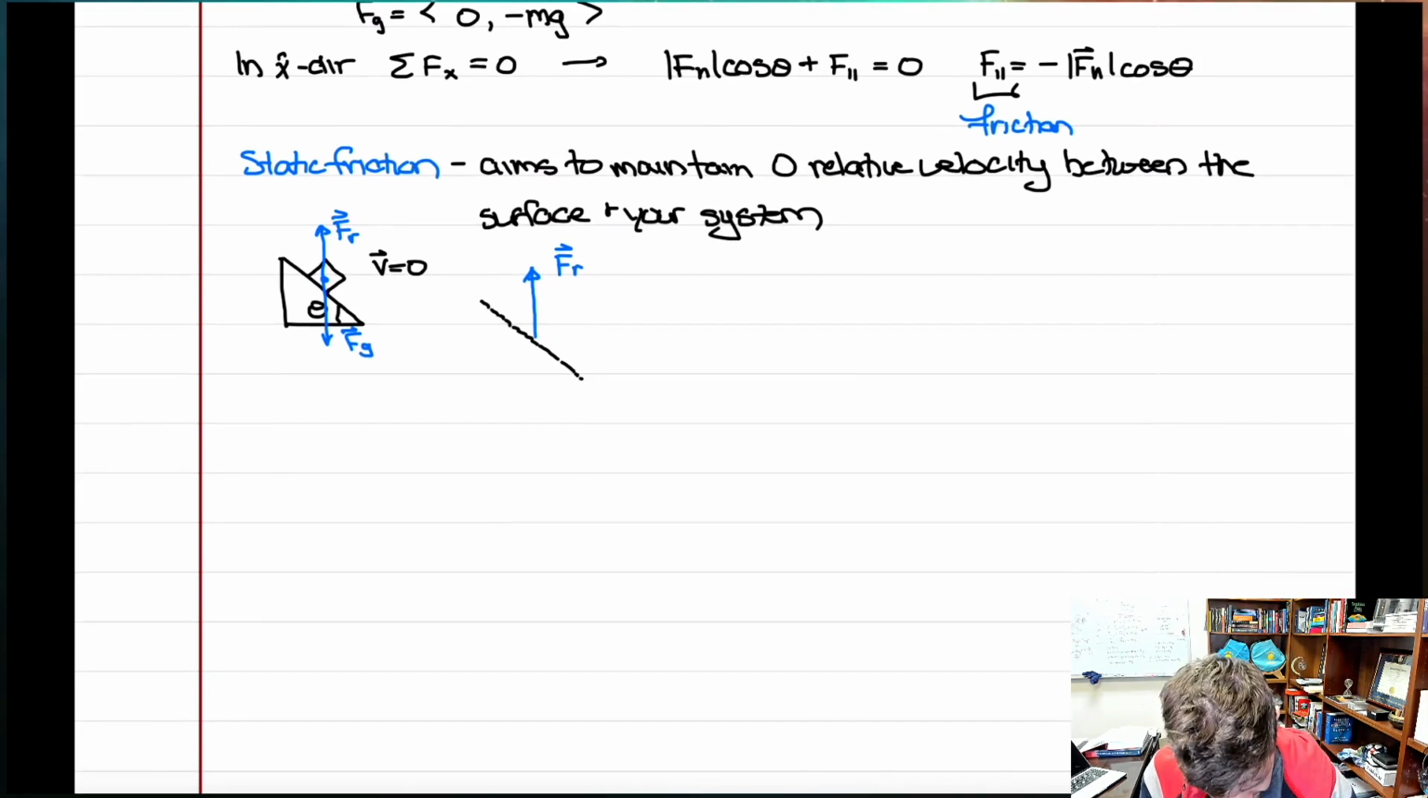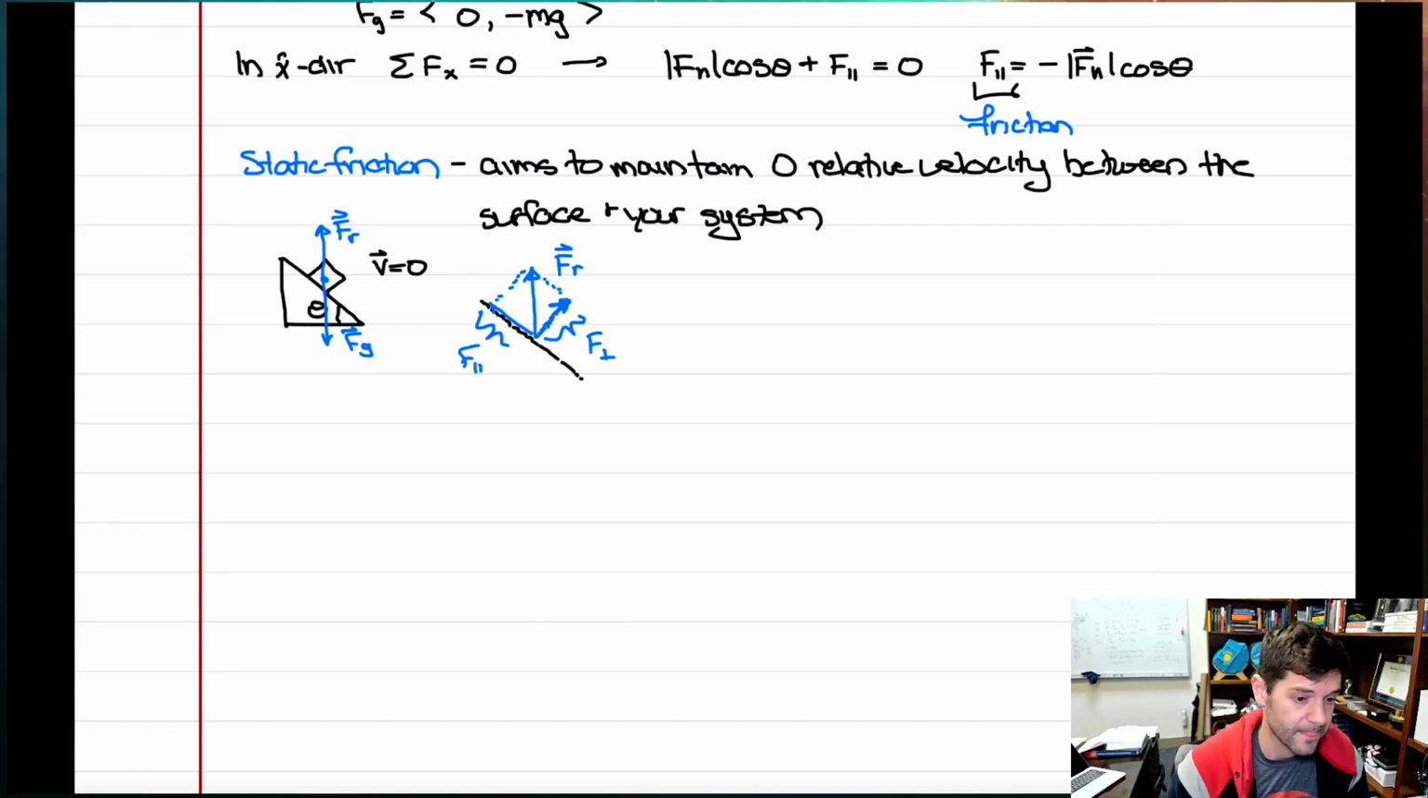And so if I break it up into components, there is a component of this force that is perpendicular to the ramp. And then there's a component, in this case, that is parallel to the ramp. And it's pointing upward in this case.